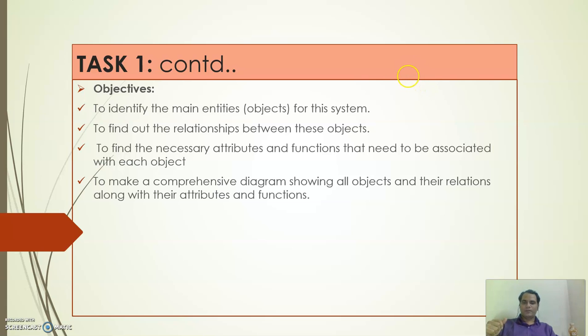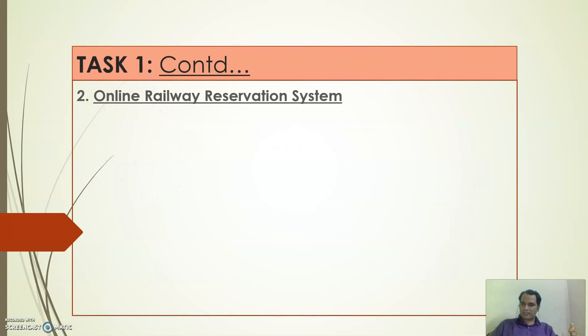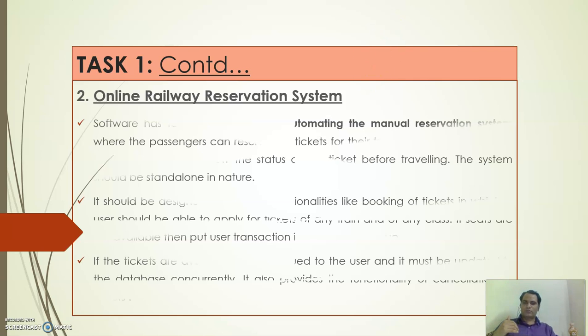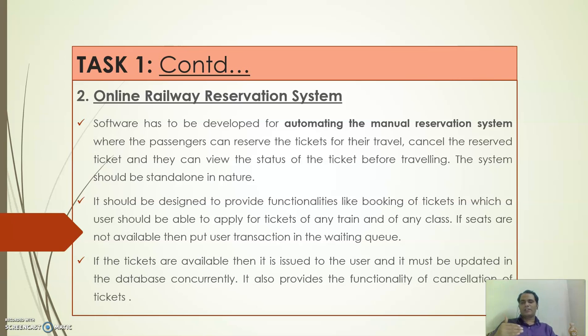In the same way, we can also consider an online railway reservation system. Now just think once, what will happen in a railway reservation system, and how we can automate that process. The software has to be developed for automating the manual reservation system, where passengers can reserve tickets for their travel, cancel the reserved ticket, and view the status of the ticket before traveling. This is what we do generally, right? The system should be standalone in nature. Now this is one requirement.